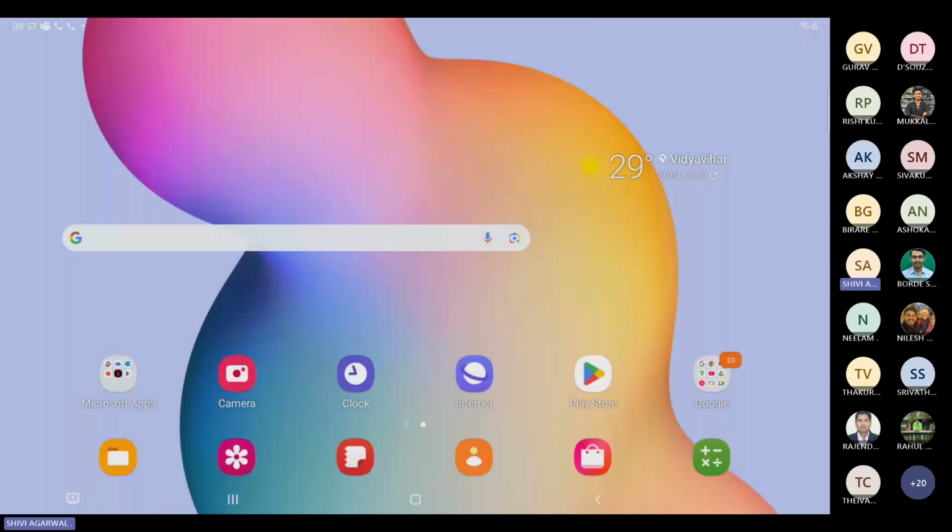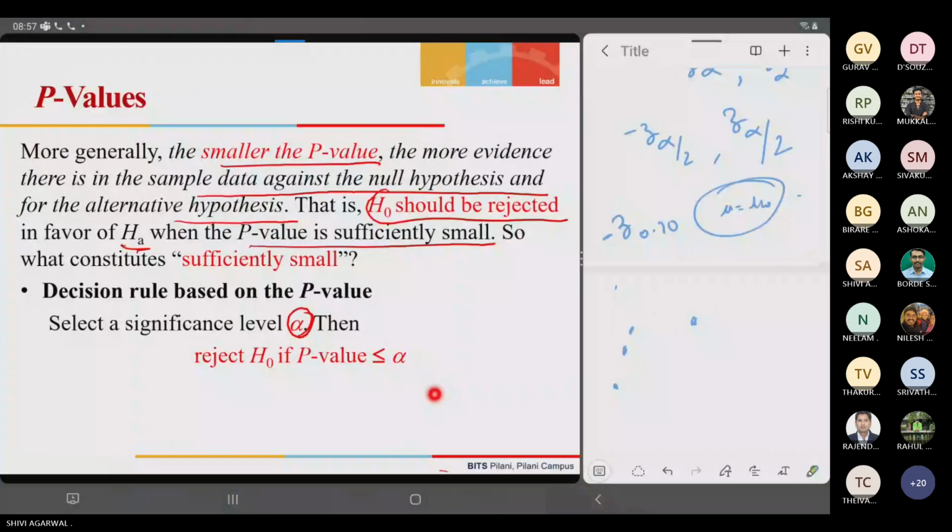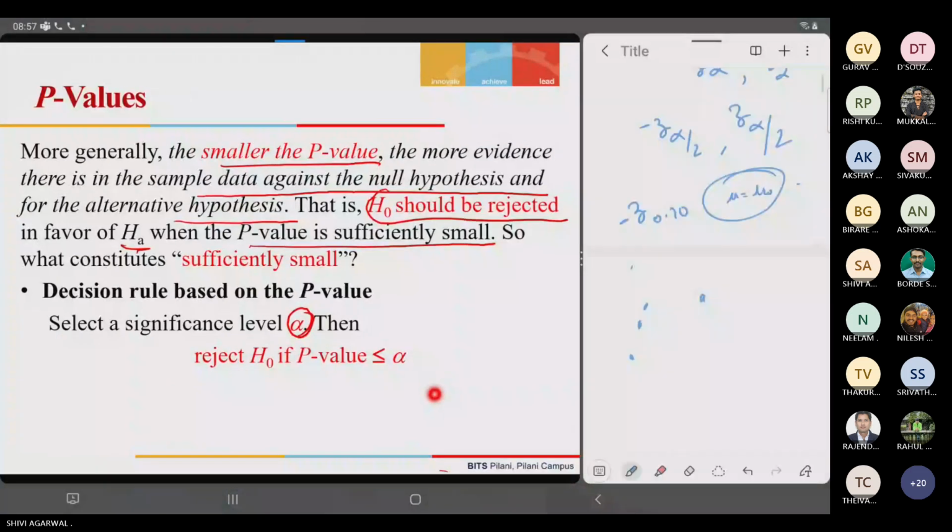So in that case, we just compare the p-value with alpha. We reject H0 if the p-value is less than or equal to alpha. Now the slides are coming. Do not reject H0 when the p-value is greater than alpha. So we combine both hypothesis testing and significance testing here.